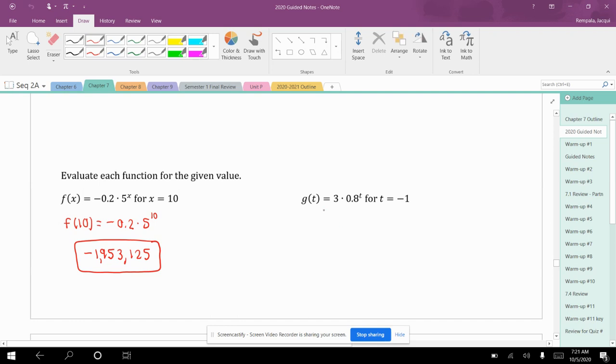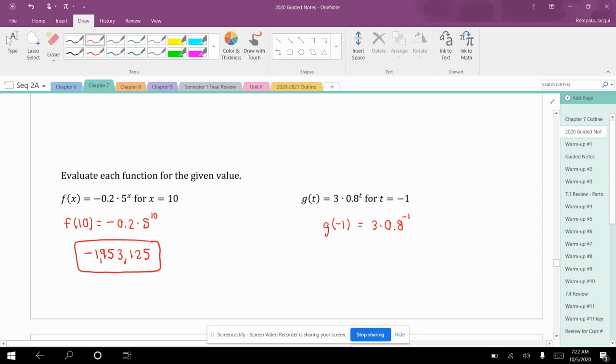Okay, so then same idea for this next one. We've got g of t equals 3 times 0.8 to the power of t, and they want us to know when t equals negative 1. So that means I'm plugging negative 1 in for t. So 3 times 0.8 to the negative first power.